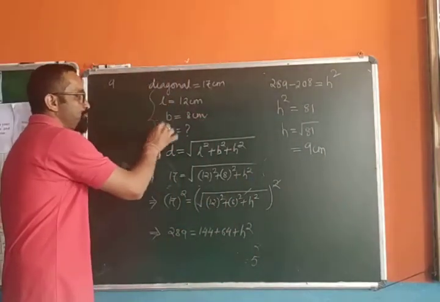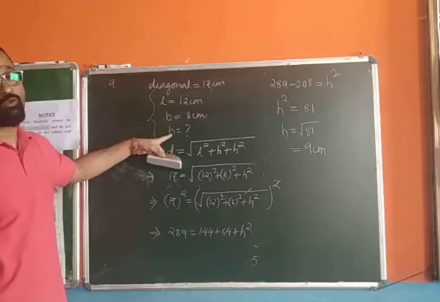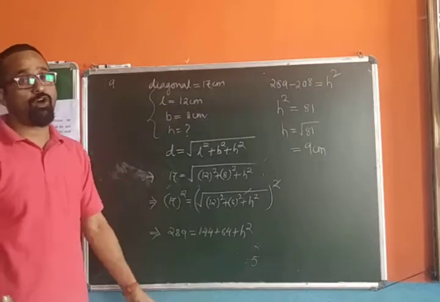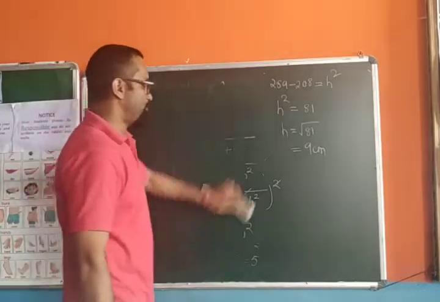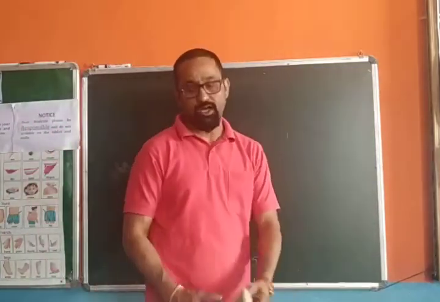Write down the values given in the question and see what is asked to calculate. These given values will tell you which formula to use. Since in the question you have the diagonal, we use the diagonal formula to calculate the height.